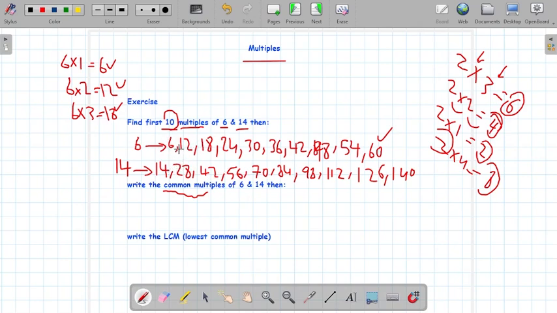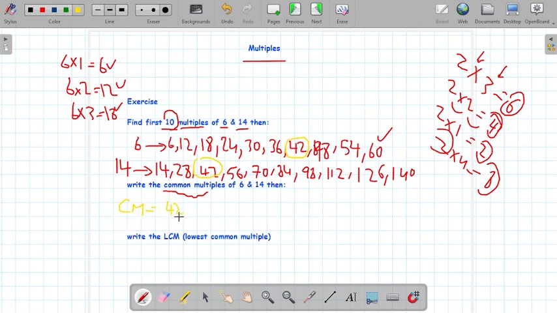So 6 is not there, 12 is not there, 18 is not there, 24 is not there, 30 is not there, and 36 is not there. 42, there is a 42 here and there is a 42 here. So after that, 48 is not there, 54 is not there. So what is the common multiple? There's only one common multiple for these two numbers, which is 42.